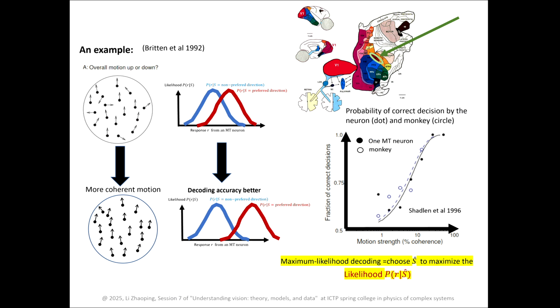Surprisingly, this decoding accuracy from the response of one MT neuron is comparable to the performance of the monkey doing this task of judging the overall motion coherence. And this monkey's MT should have millions of neurons.